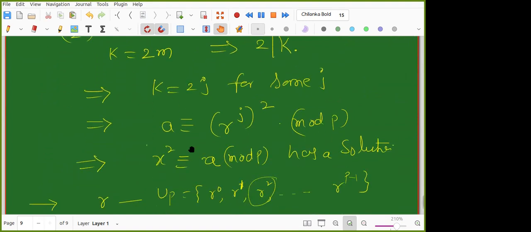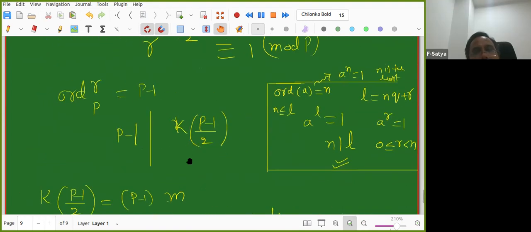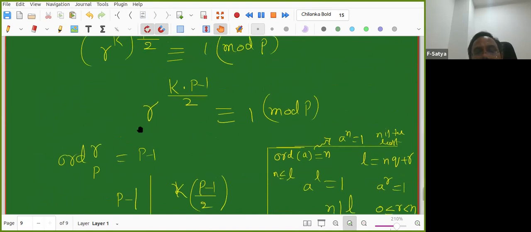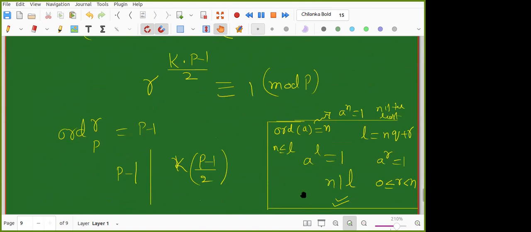We have written p-1 divides k times (p-1)/2. So how do we get this? This comes from the proof I gave: if the order of a equals n and a^l equals 1, then n divides l. Okay, sir.